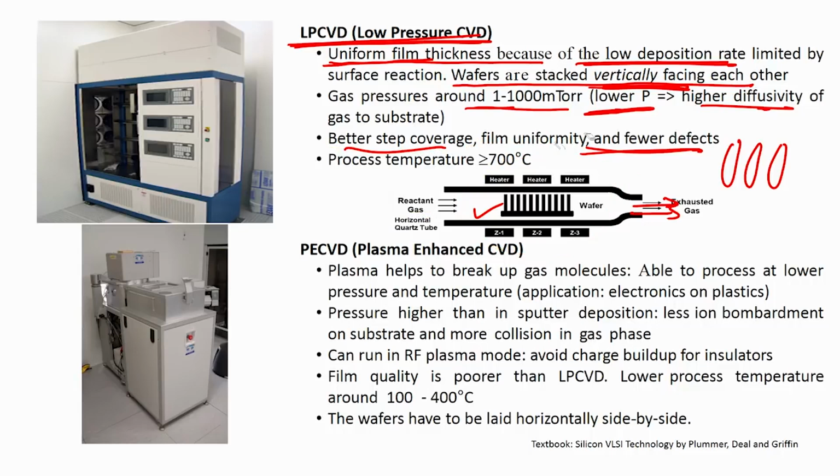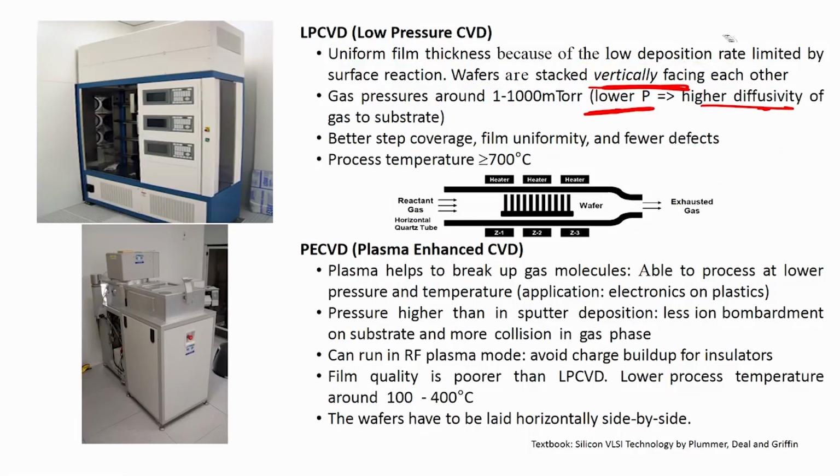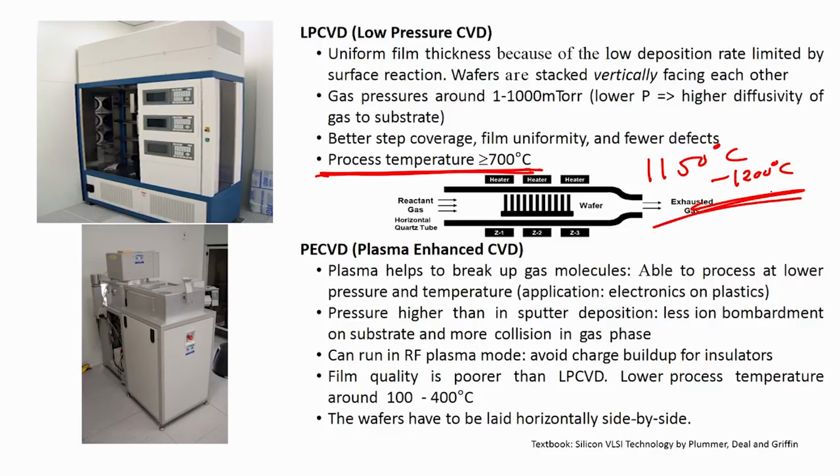But in the case of LPCVD, the temperature at which we perform this experiment or use this tool is greater than 700 degree centigrade. In the case of silicon dioxide, we have seen it is 1150 to 1200 degree centigrade. So, the temperature is extremely high, okay guys, temperature is high. Now, what is another type? PECVD.